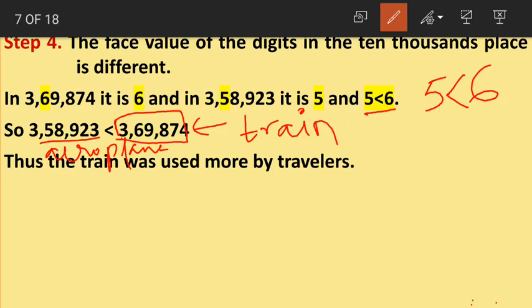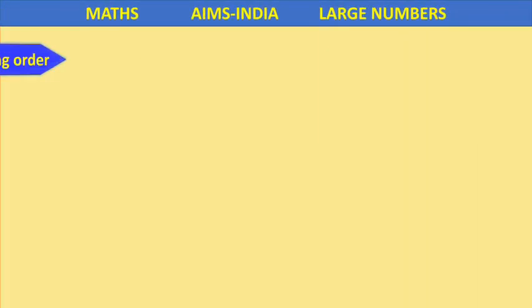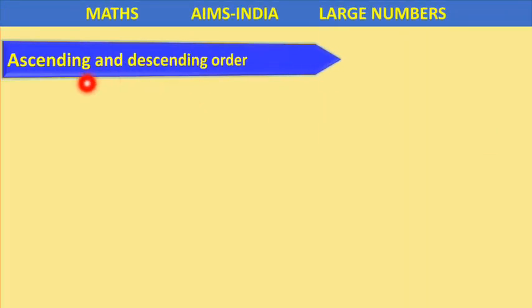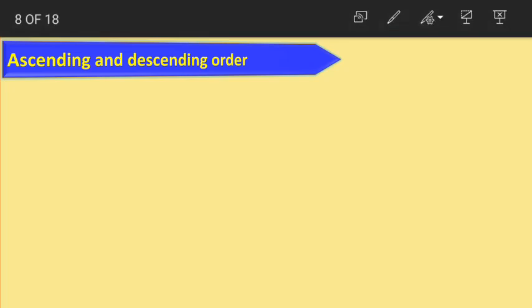Which is the higher number here? The 3,69,872, which is the number of travellers by train. Thus we can say that the train was used more by travellers. Which was used more by the travellers, children? Train was used more by the travellers. Is this clear? Yes. Moving on, we have ascending order and descending order.